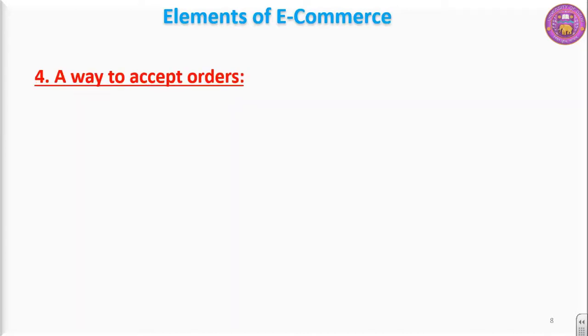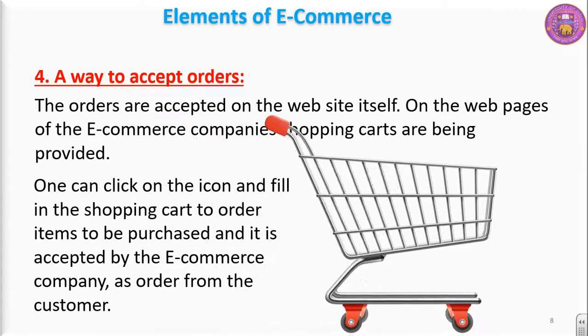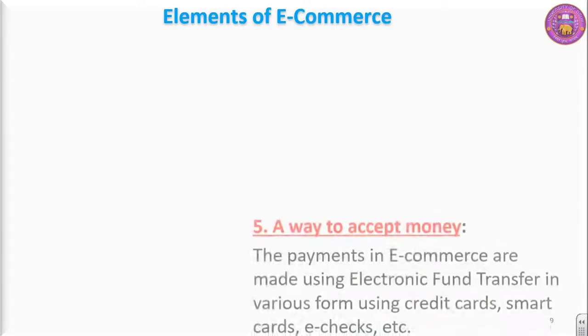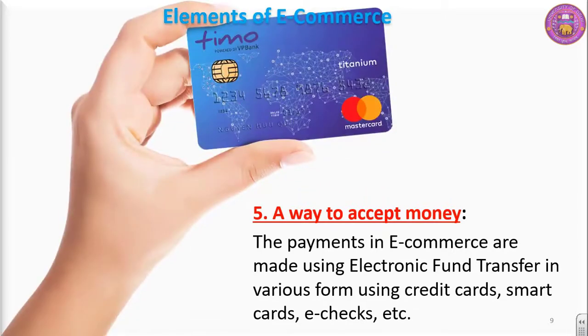There must be a way to accept orders. The orders are accepted on the website itself. On the web pages of e-commerce companies, shopping carts are provided. One can click on the icon and fill in the shopping cart to order items to be purchased, and it is accepted by the e-commerce company as an order from the customer. A way to accept money. The payments in e-commerce are made using electronic fund transfers in various forms using credit cards, smart cards, e-checks, etc.